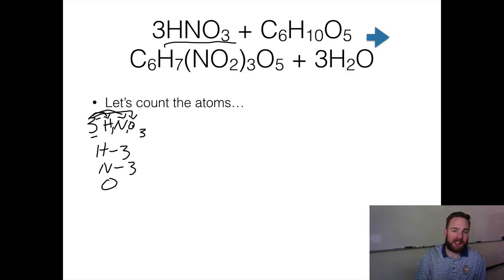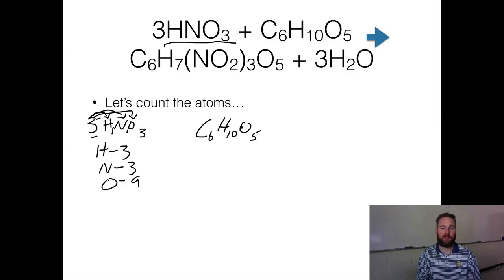We have a subscript 3 here, and we have a coefficient 3 here, so normally this would just be 3 oxygens, but since this coefficient is there, we distribute it, and when we distribute, we multiply. There are 9 oxygens there. Okay, moving on. This next one's easier.